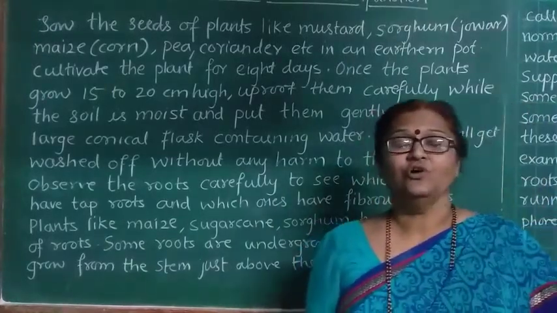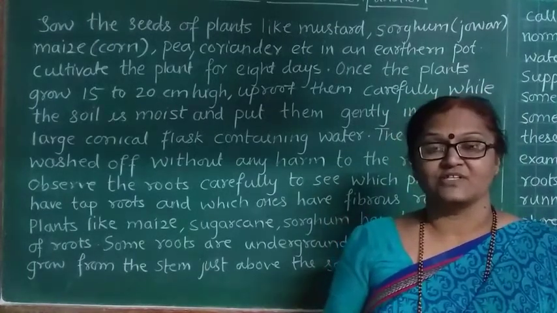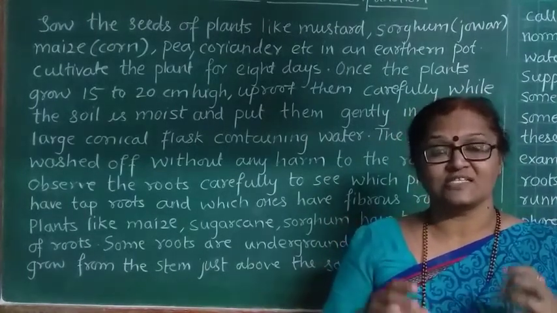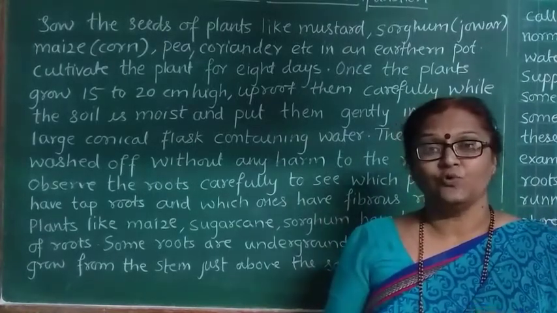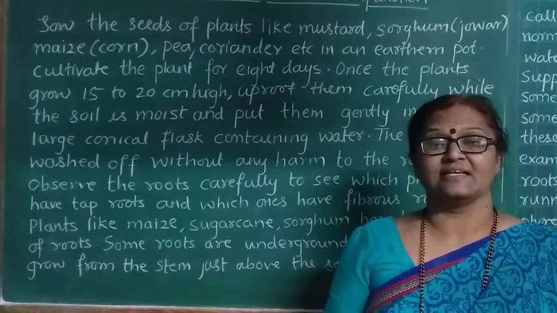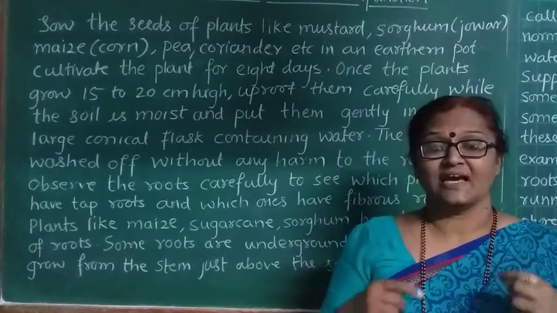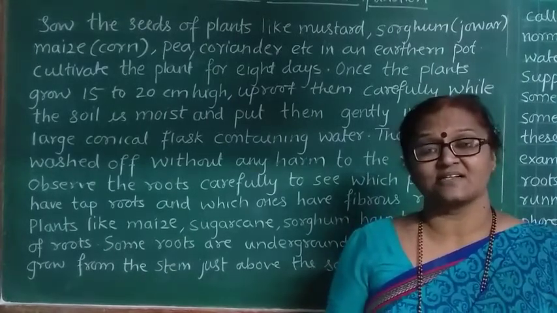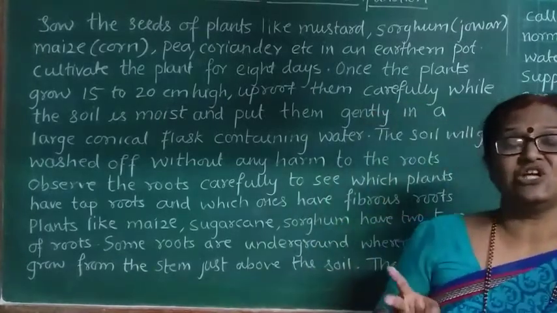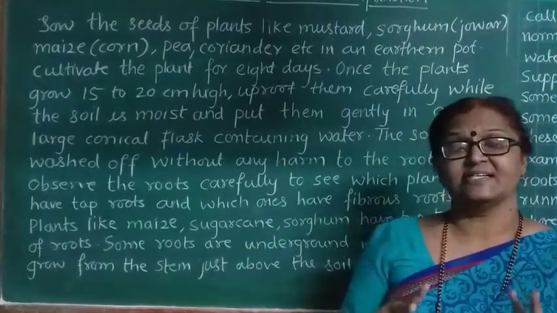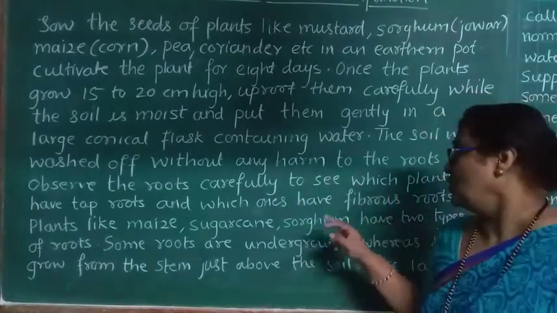Now what do you have to do? You have to see each and every plant from the seeds which you have sown, and see which has a taproot or which has a fibrous root. Taproot you have seen in yesterday's lecture. Fibrous roots are nothing but thread-like, fiber-like structures. Now you want to differentiate these seeds: which seeds give you taproot and which seeds give you fibrous roots.